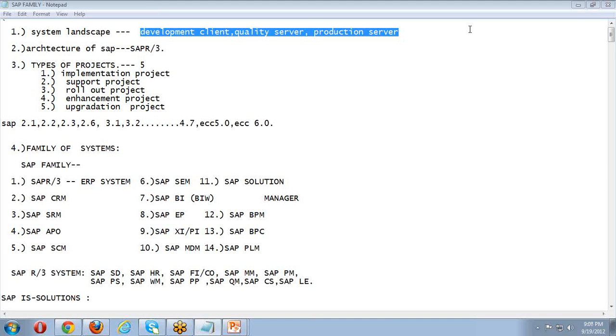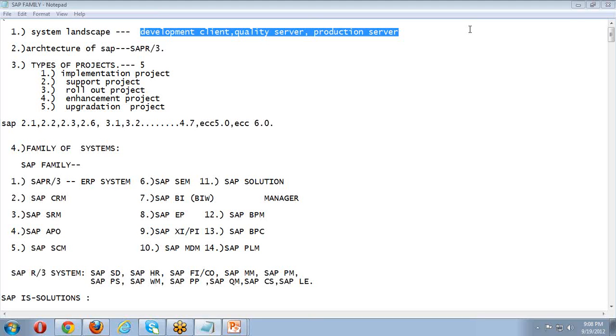Out of these 5 phases, the first 3 phases would undergo in the development client. The first 3 phases are the actual job of the functional consultants, whether it is HR functional or SD functional or FICO functional. The 4th phase would undergo in the quality server. The 5th phase would undergo in the production system. And these 3, development client, quality server, and production server, together are called a system landscape.